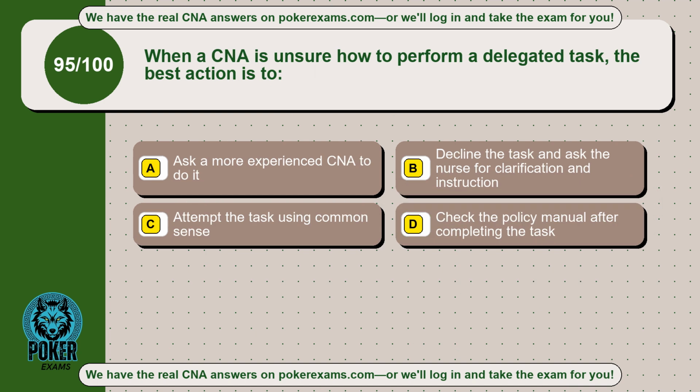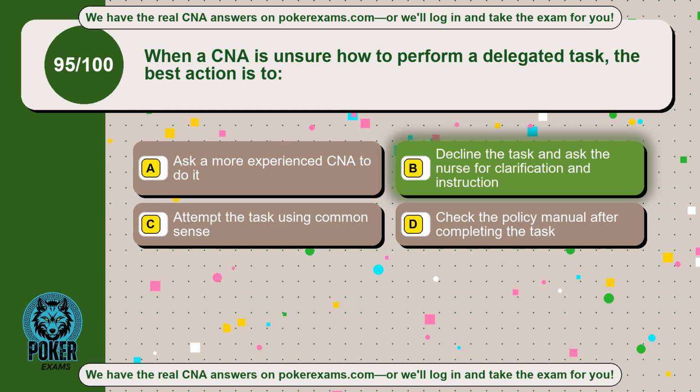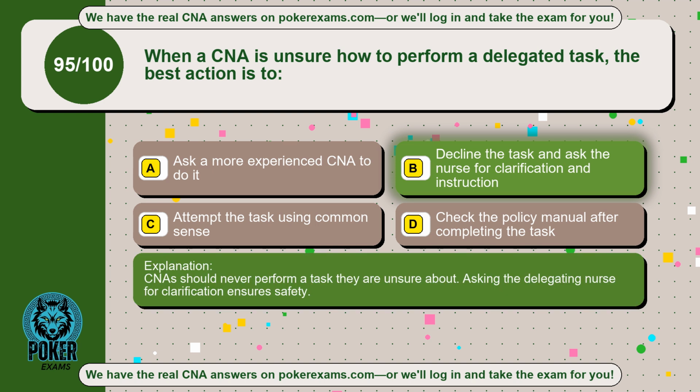Question 95. When a CNA is unsure how to perform a delegated task, the best action is to: Option A, ask a more experienced CNA to do it. Option B, decline the task and ask the nurse for clarification and instruction. Option C, attempt the task using common sense. Option D, check the policy manual after completing the task. The correct answer is option B. CNAs should never perform a task they are unsure about. Asking the delegating nurse for clarification ensures safety.